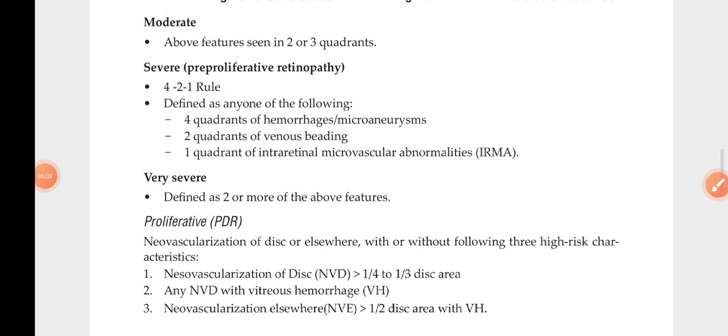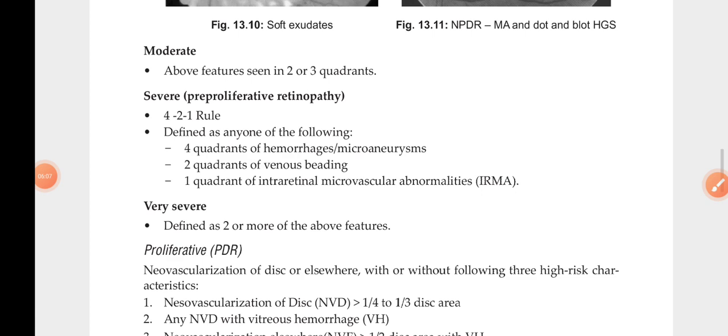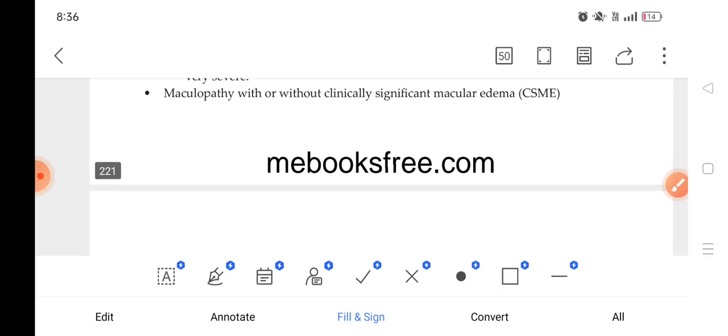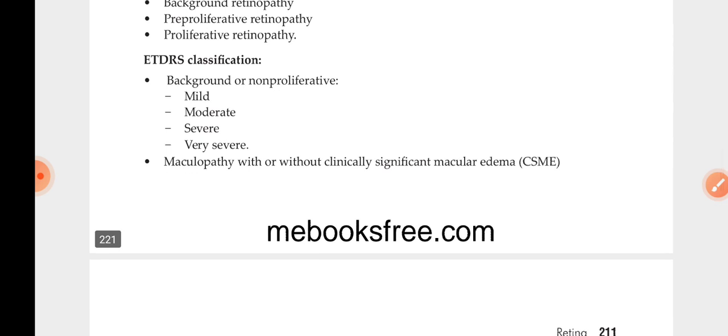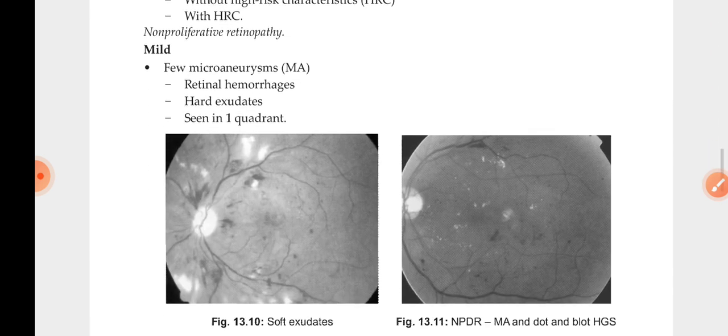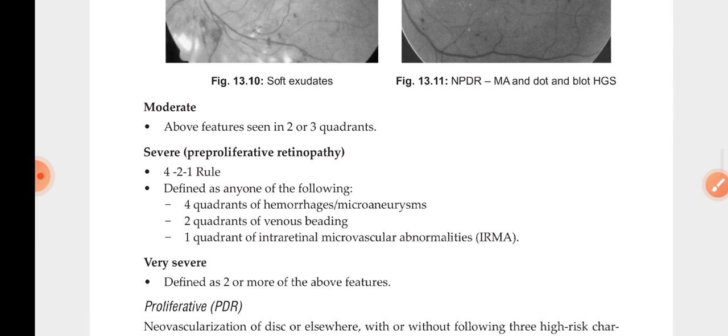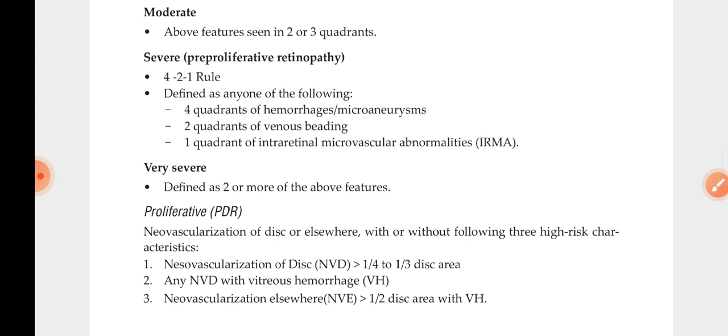Very severe is defined as 2 or more of the above features. To recap the classification: background or non-proliferative is divided into mild, moderate, severe, and very severe. In mild, there are retinal hemorrhages and hard exudates seen in only one quadrant. In moderate, they are seen in 2 or 3 quadrants. In severe, we apply the 4-to-1 rule: 4 quadrants of microaneurysms, 2 quadrants of venous beading, 1 quadrant of IRMA. In very severe, 2 or more of the above features.